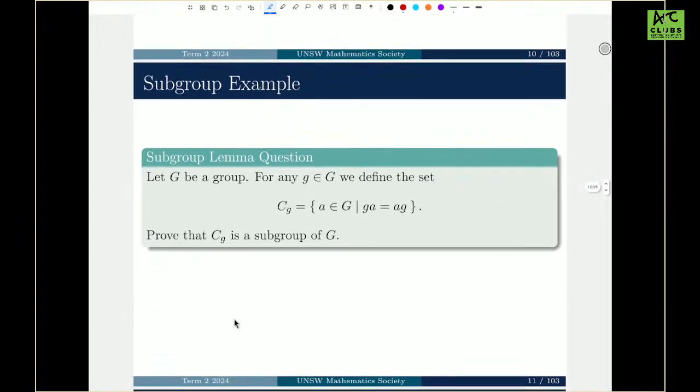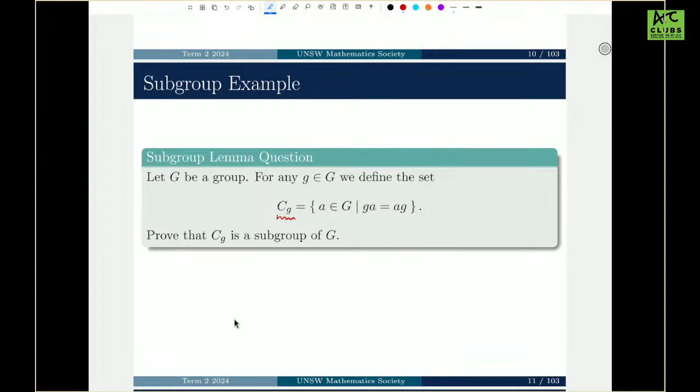Example of a subgroup. Let G be a group, and for any element g of G we define this set. Note that this set relies on g. So this set is any element a in G that commutes with g. Okay, prove that we have a subgroup.